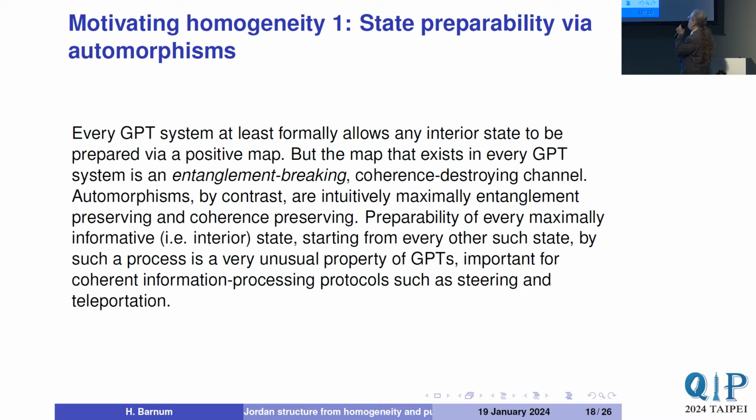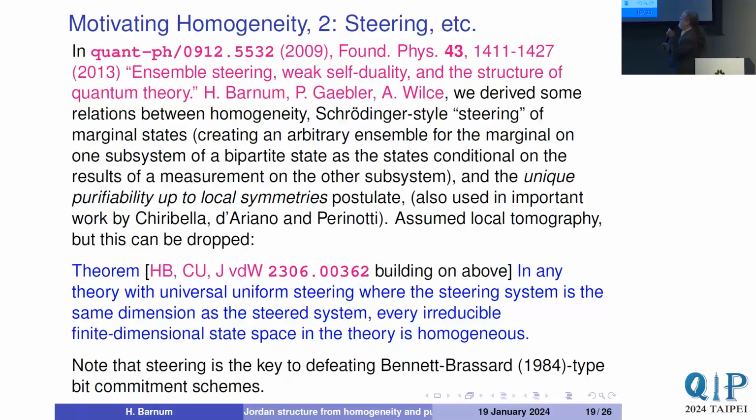So the point is, although in any GPT you can prepare an arbitrary state from any other state, that's an entanglement breaking, coherence destroying channel. Automorphisms are intuitively maximally entanglement preserving and coherence preserving. So preparability of every maximally informative state from every other such state by an automorphism is a very unusual property, and it's important for coherent information processing protocols, such as steering and teleportation.